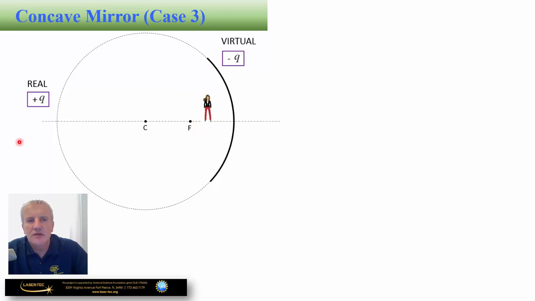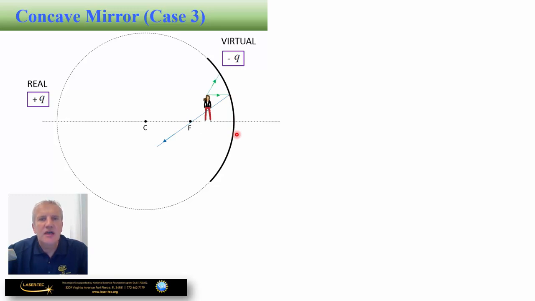We still have a real area and a virtual area around the mirror. Again, we are applying a very similar analysis as in the previous two cases, where we are going to be looking at three light rays. The first one, the one that runs parallel to the optical axis, is going to get reflected through the focal point. That's our first light ray.